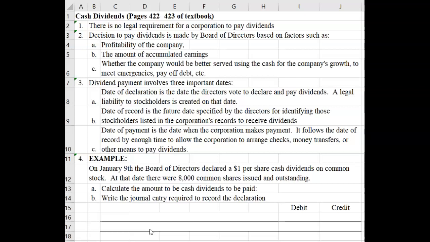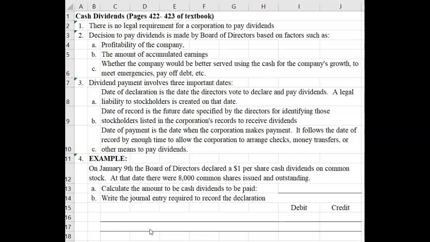The date of record is the future date specified by the directors for identifying those stockholders listed in the corporation's records who will receive dividends. No journal entry is required on the date of record. The date of payment is the date when the corporation actually makes the payment. It follows the date of record by enough time to allow the corporation to arrange checks, money transfers, or other means to pay dividends.